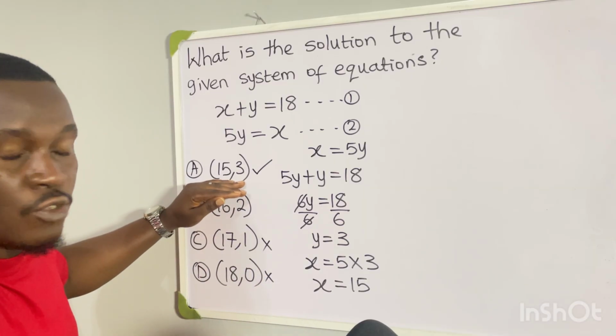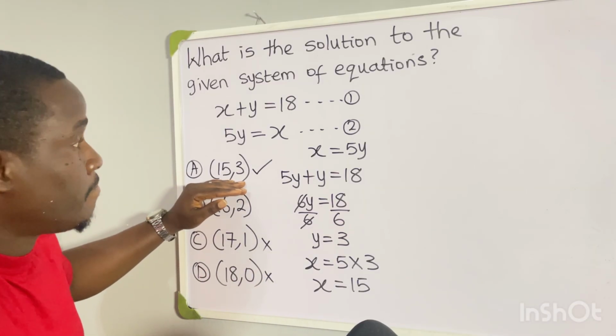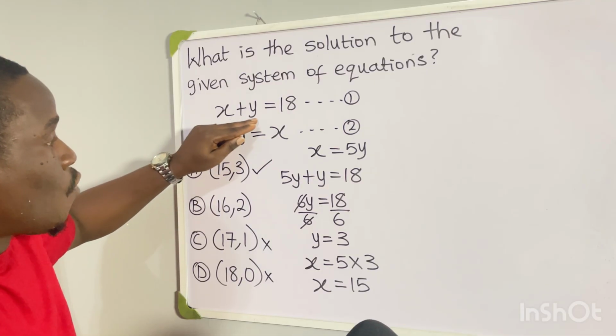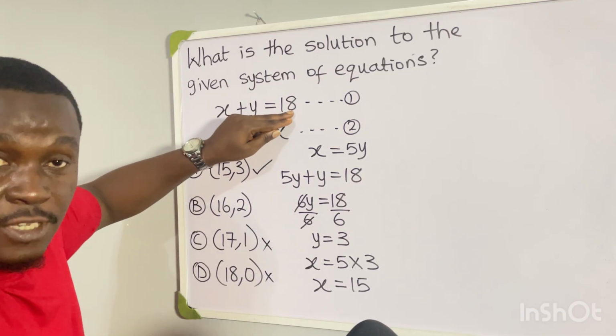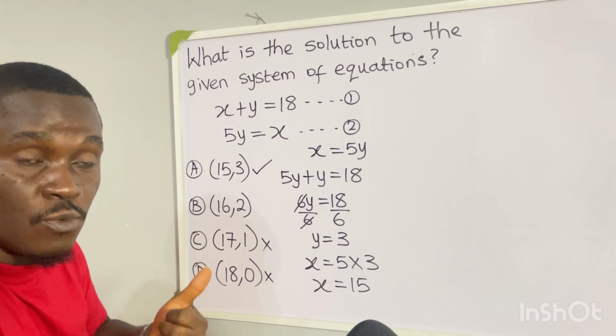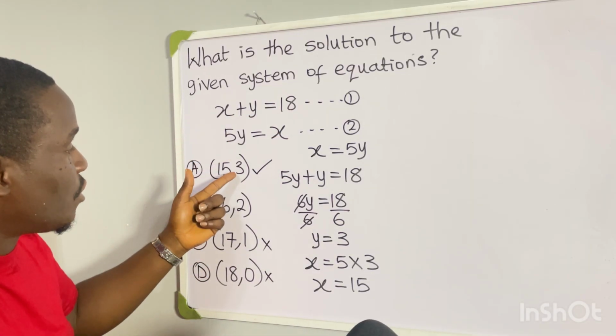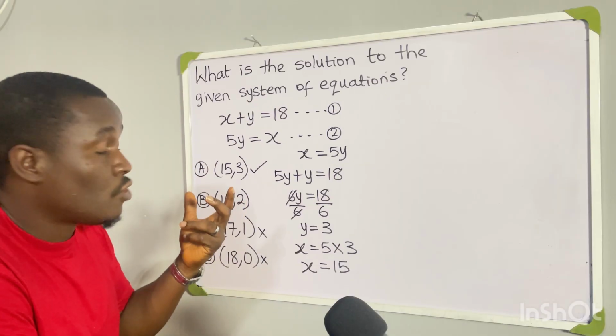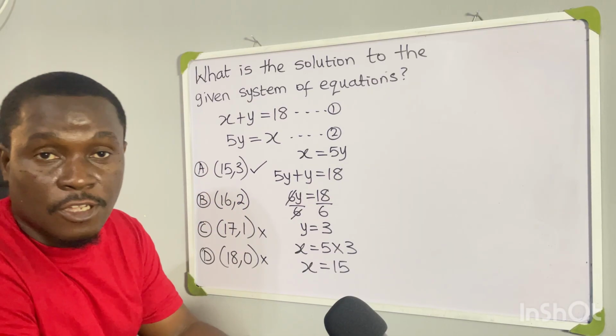So let's apply it to the one that we know is correct already. 15 plus 3, x is 15, y is 3. 15 plus 3 is equal to 18. So it agrees with the first equation. If we apply it to the second equation, y is 3. 5 times 3 is going to give us 15. So it also confirms that option A is the correct answer.